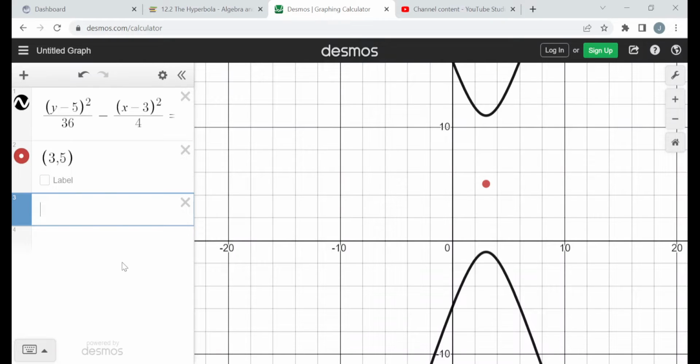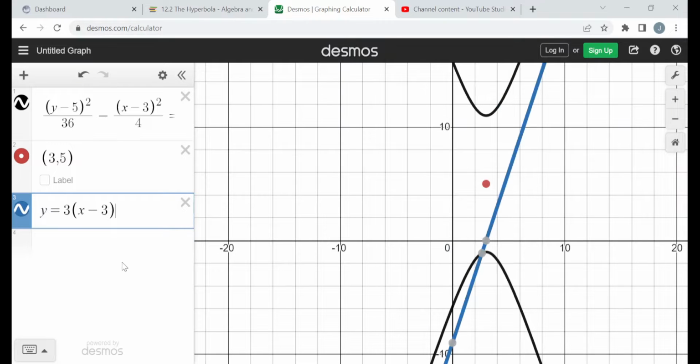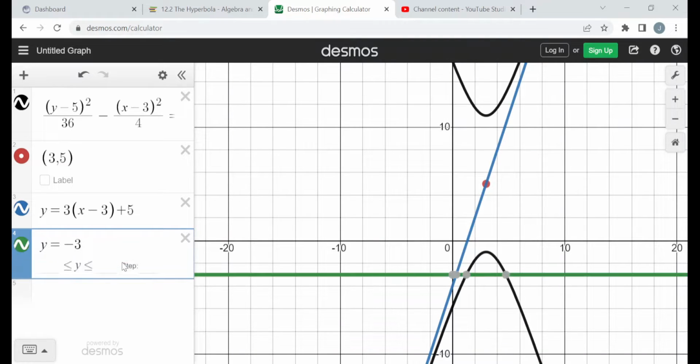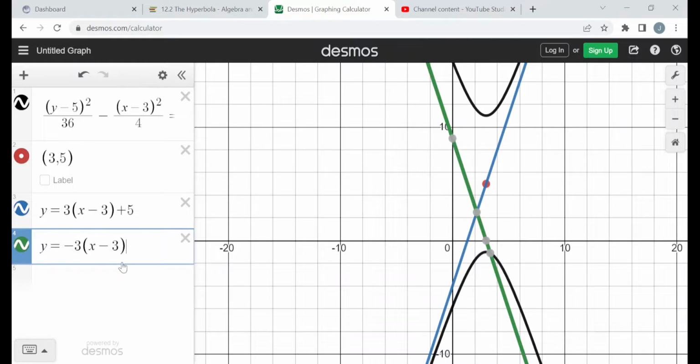Then the asymptotes, y equals 3 times x minus 3 plus 5. There's one of them. See how it runs through the center. And then y equals -3. I should have just copied and pasted it again. Whatever, this is quick to type. Y equals -3 times the quantity x minus 3 plus 5. And again, if you want to put it in slope-intercept form, that'd be no problem. Just distribute the 3 and -3 here and combine like terms.